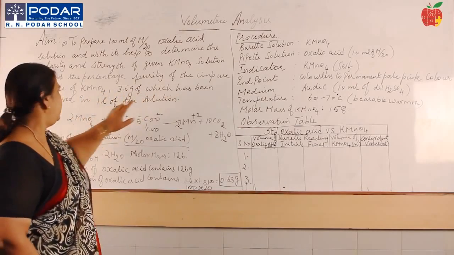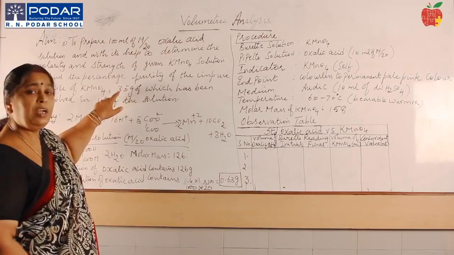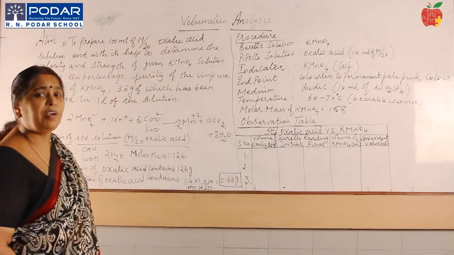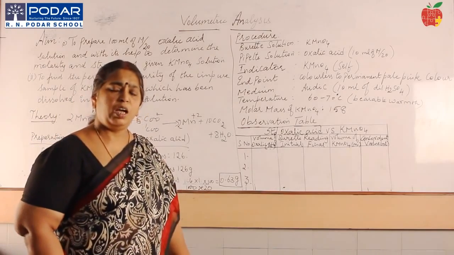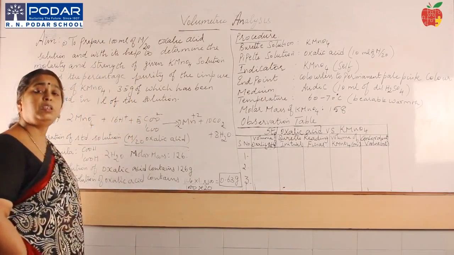3.5 grams, which has been dissolved in 1 liter of the solution. So I am telling you I have dissolved 3.5 grams. You have to find out exactly how much I have dissolved, and from that find out the percentage purity. Okay, the rest of the procedure remains the same.